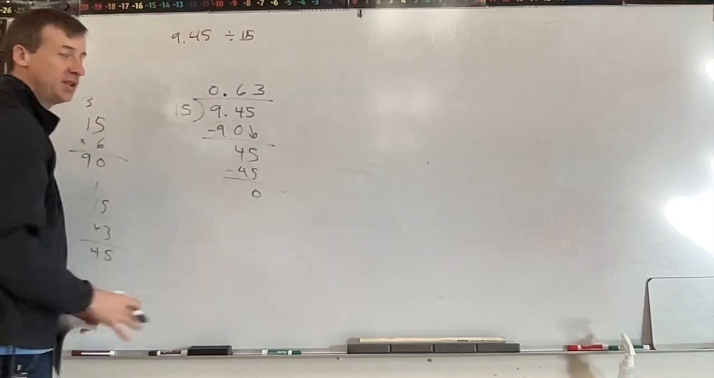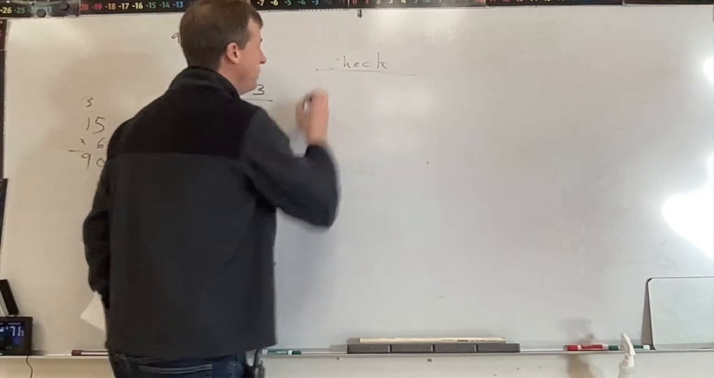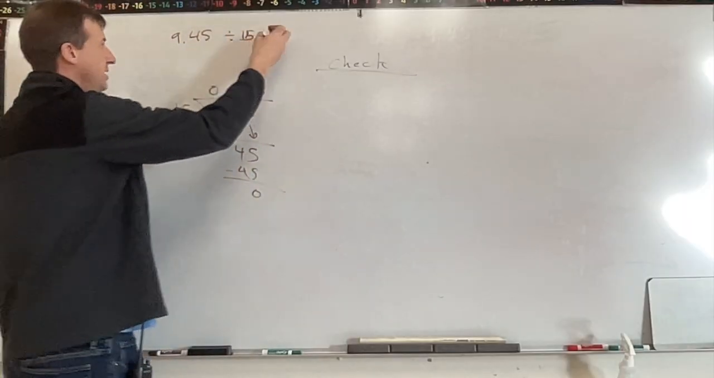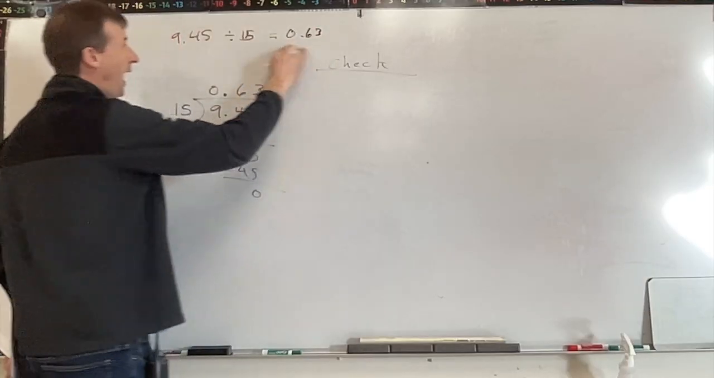So it's not enough to just find your answer. You got to check it, too. So to check it, I'm just reversing this. If my dividend divided by my divisor is equal to a quotient of 0.63, then the opposite should be true.